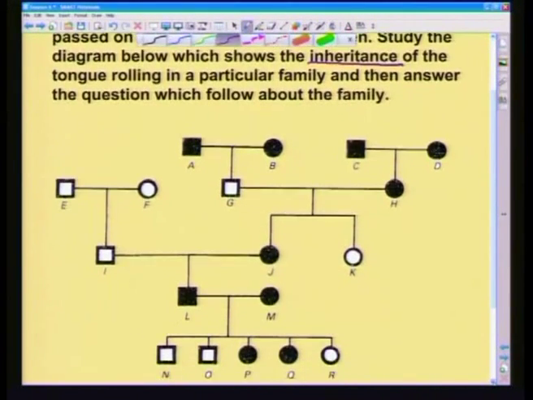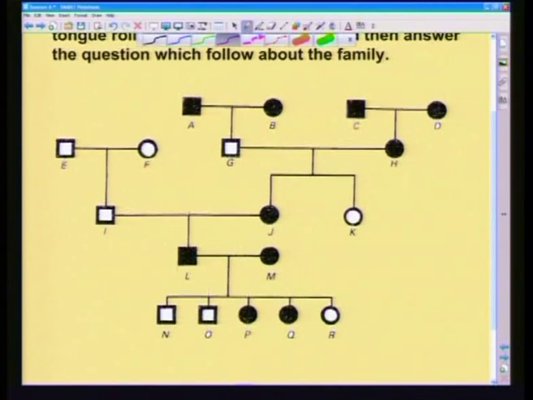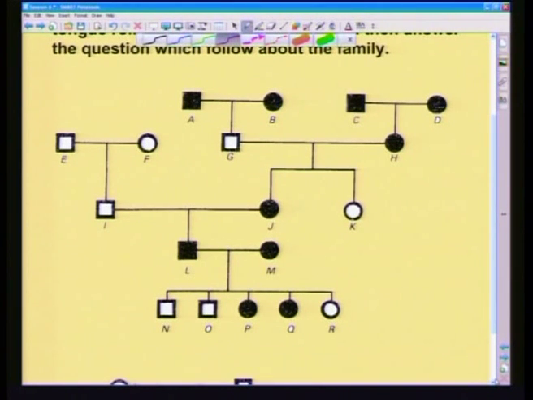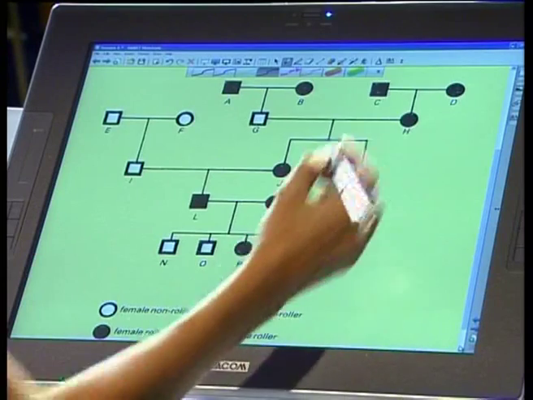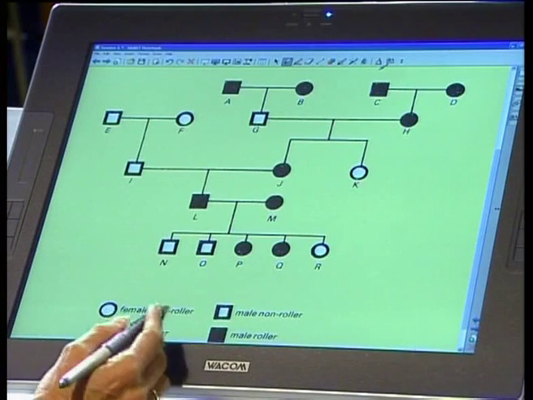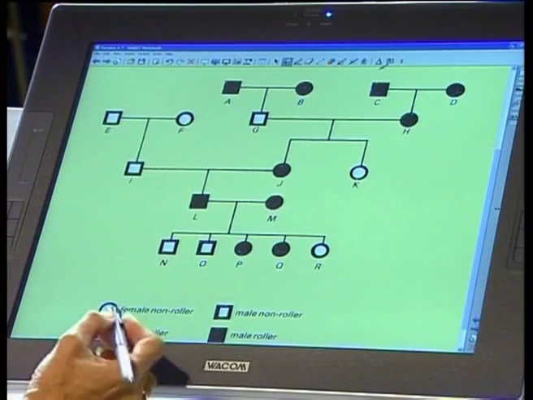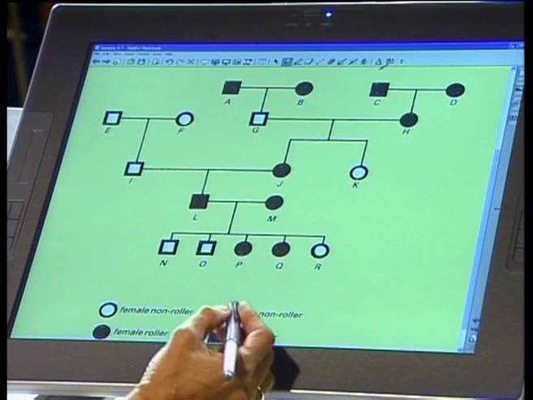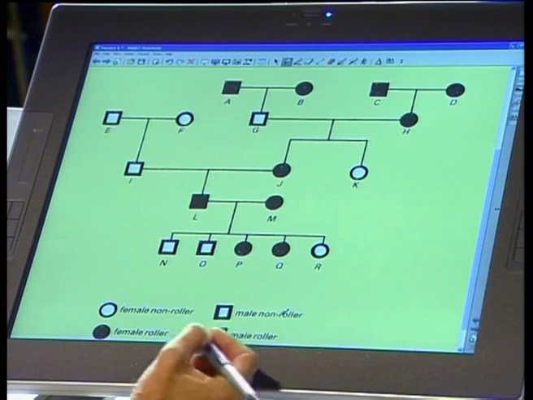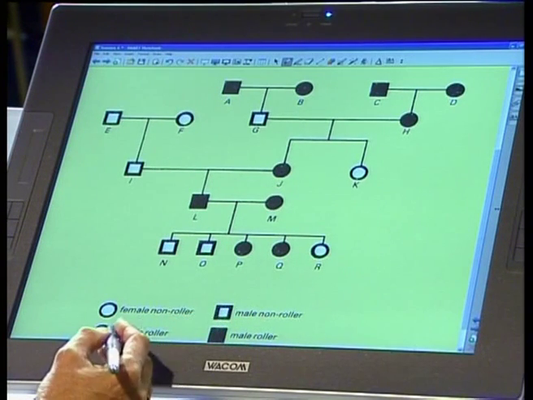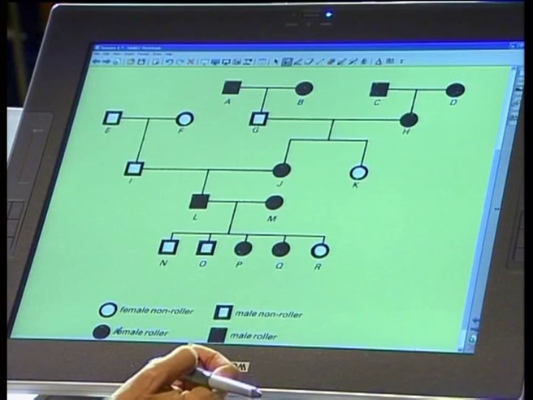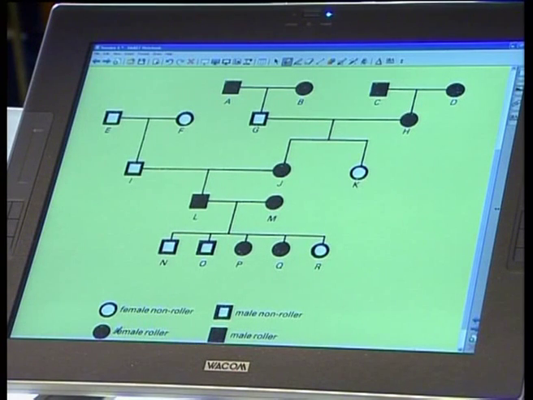This diagram here is called a pedigree chart. And when we look at the pedigree chart, they give you a key, and the key will tell you here, the white circles are female non-rollers, and your male non-rollers are also not shaded. Your female rollers are shaded and your male rollers are shaded. Now, to roll the tongue is dominant.